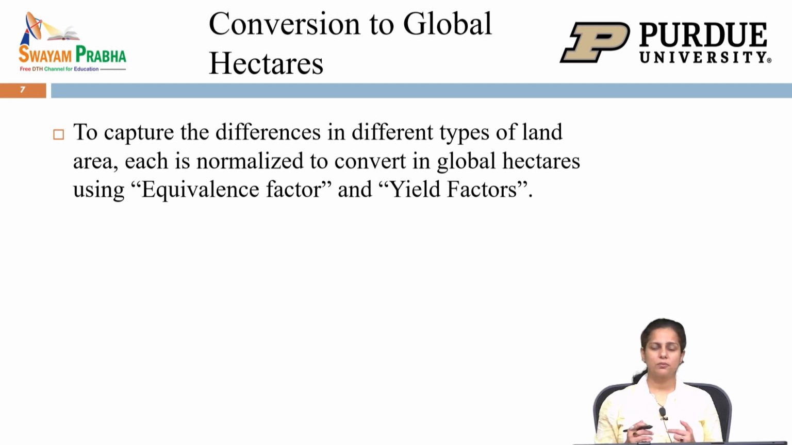We use things like equivalence factors and yield factors. So, we will see what equivalence factors and yield factors are. When we have these two values, we can convert any regional land into the unit of the ecological footprint, which is global hectares.